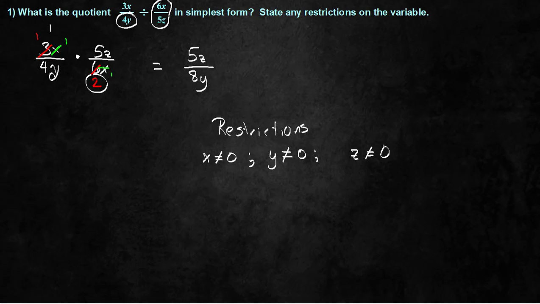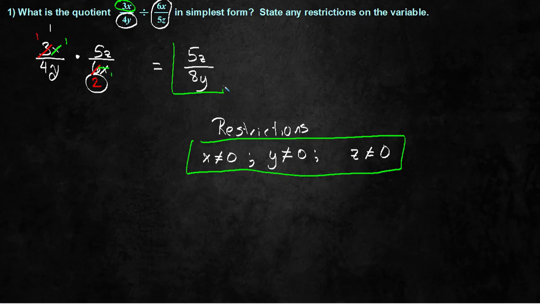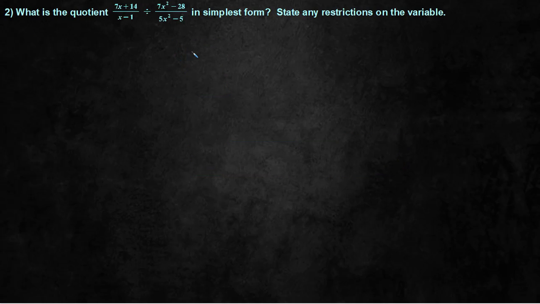So the only spot that can have a 0 is here, which in this case it wouldn't be because the x is in other spots. So the restrictions are x can't equal 0, y can't equal 0, and z can't equal 0. And the quotient is 5z divided by 8y. So let's go ahead and look at the quotient of this.